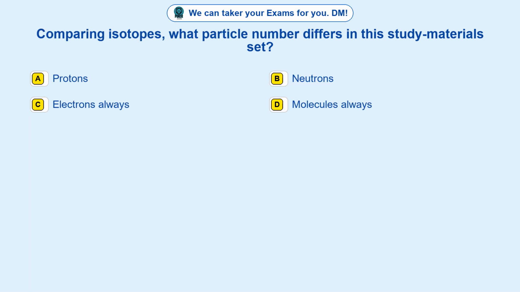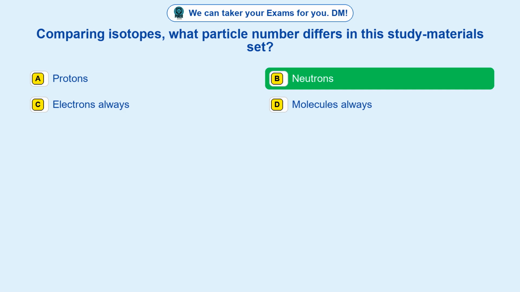Question 42. Comparing isotopes, what particle number differs in this study material set? Option A, protons. Option B, neutrons. Option C, electrons always. Option D, molecules always. The correct answer is option B, neutrons.